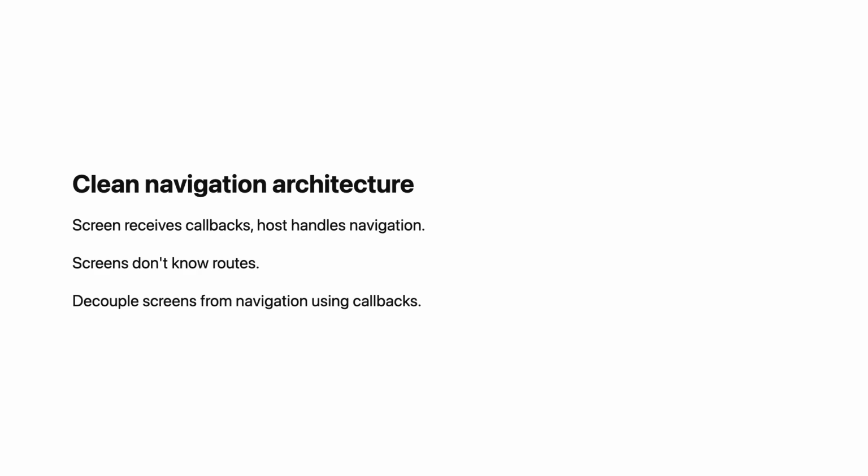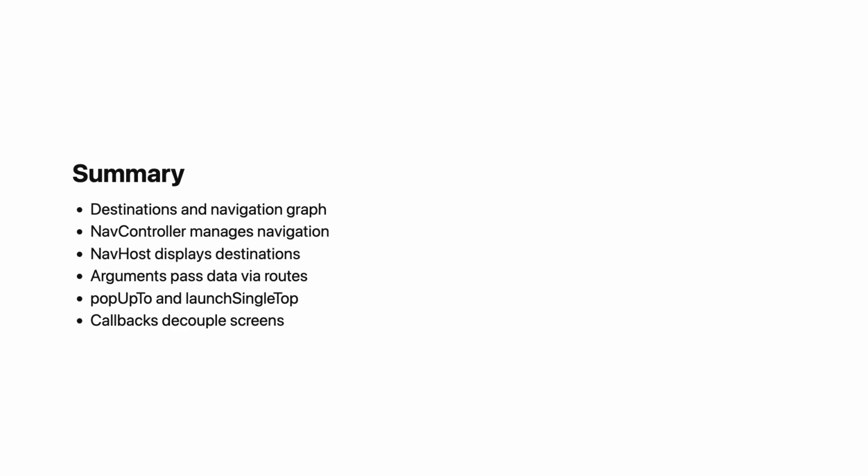Keep navigation logic at a high level. Screens should not know about routes. They receive callbacks: UserListScreen(onUserClick: (Int) -> Unit). The screen calls onUserClick with the ID. The host composes it with navigation: onUserClick = { navController.navigate("user/$it") }. This separates screens from navigation. Screens are reusable. Navigation is centralized.